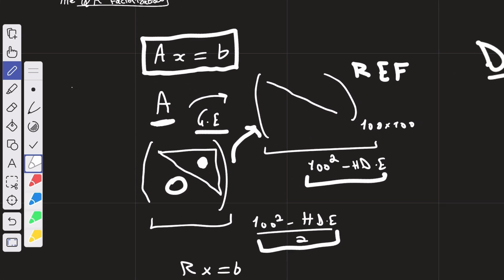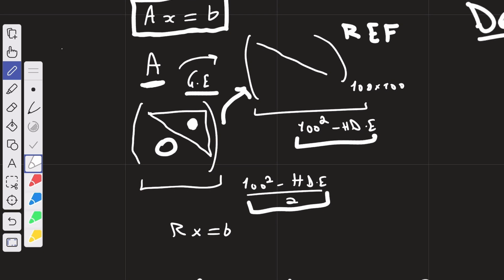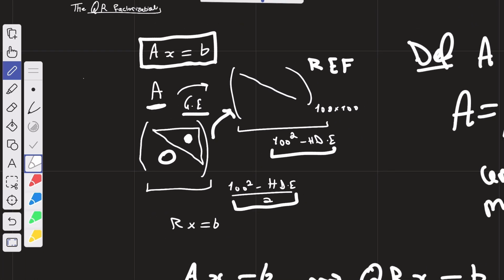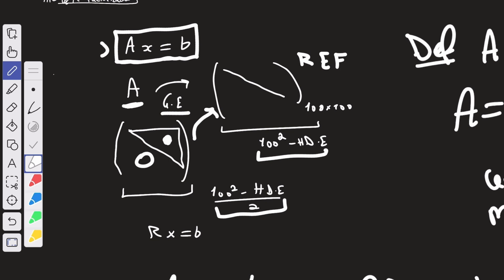So the idea of the QR factorization is that if we can magically transform a problem of this form into a problem where we have, instead of A, an upper triangular matrix, we're going to be reducing the cost by half. My claim is that you can turn this problem into a problem of this form, with B prime, where R is an upper triangular matrix.